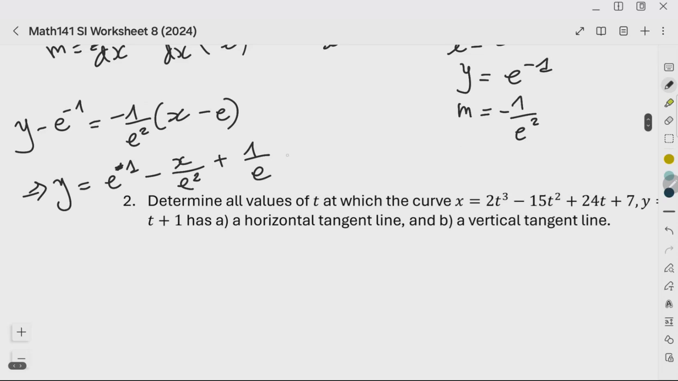which written a different way is just minus e to the minus 2 times x plus 2 times e to the minus 1, since 2 times 1 over e is 2 over e, which is the same as 2 times e to the negative 1. That should be our final answer.